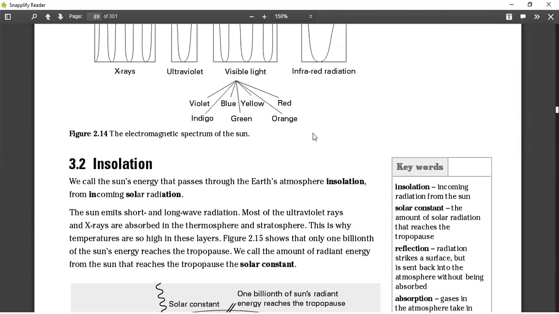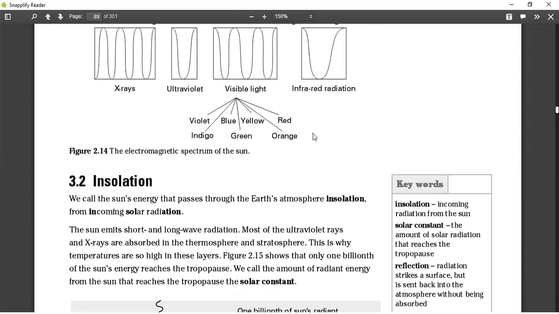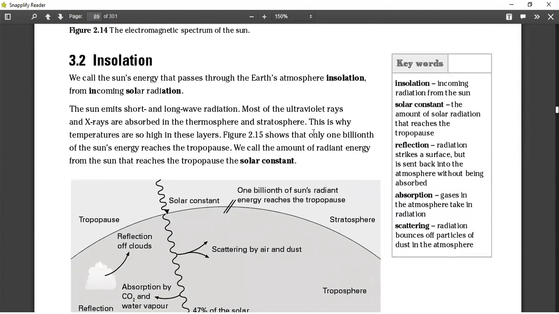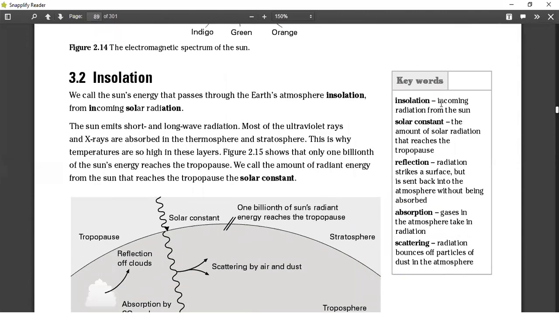Right, so as these waves move, we have different ways in which heat can be absorbed on Earth. We have insolation, which is incoming solar radiation from the sun. We have solar constant, the amount of solar radiation that reaches the tropopause. We have reflection. Radiation strikes a surface but is sent back into the atmosphere without being absorbed. And then we have absorption. Gases in the atmosphere take in radiation from the sun. Scattering, radiation bounces off particles of dust in the atmosphere.